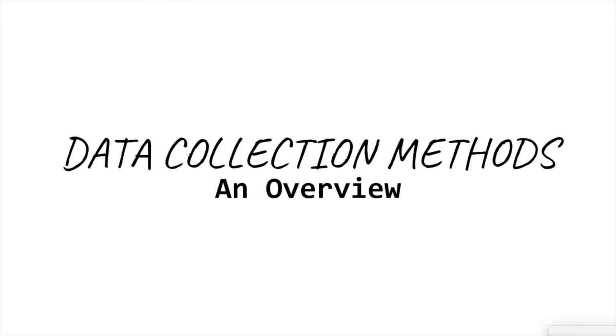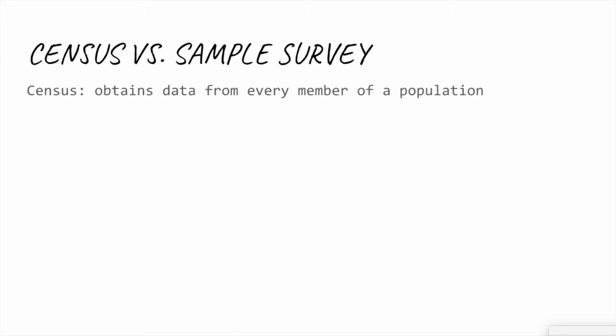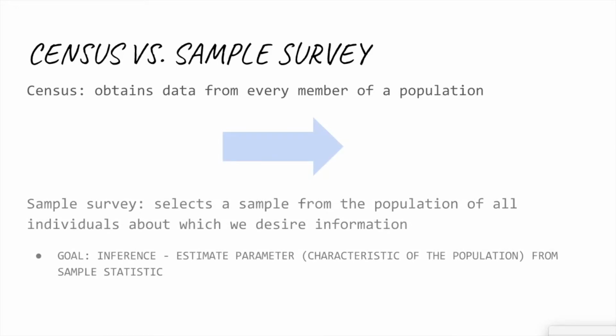Data collection methods. The topics covered in this presentation include census, sample survey, experiment, observational study, and scope of inference. A census obtains data from every member of a population. Since this is often an unrealistic plan of action, we take a sample instead. A sample survey aims to reach conclusions about the population based on data collected from the sample.